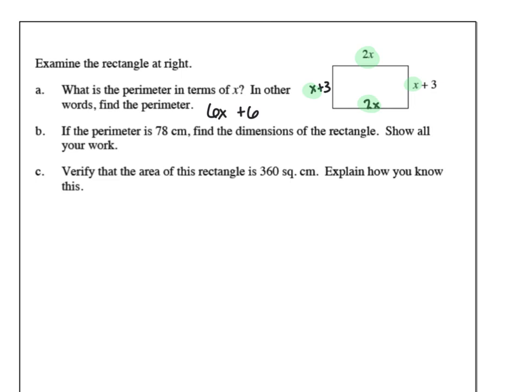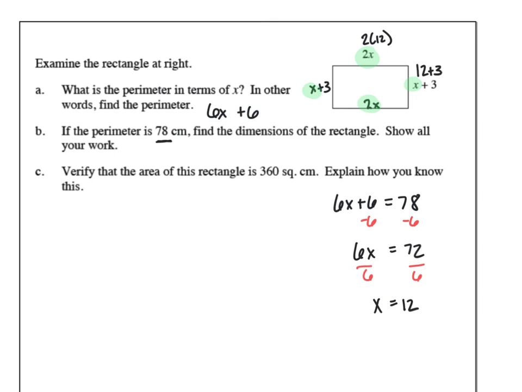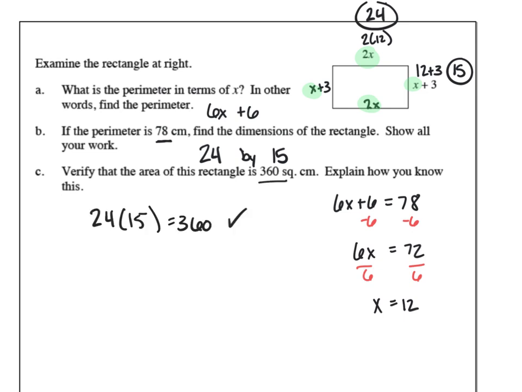And then I would know if the perimeter is 78, I can set up an equation to solve. So I would do 6x plus 6 equals 78, and then subtract the 6, and then divide by 6 to isolate the x. Once I have x, I can go back and plug that into the 2x and the x plus 3 to find the dimensions of the rectangle. And then once I have the dimensions, I can verify that the area of the rectangle is in fact 360.